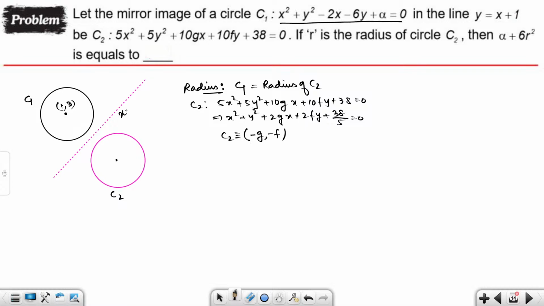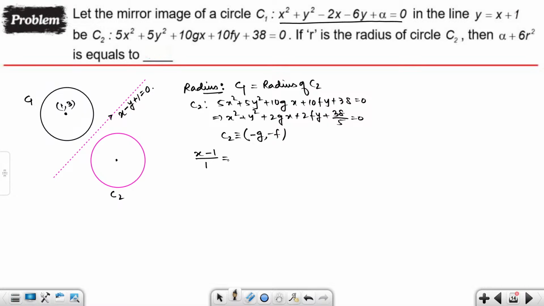Equation of the line given to us is x minus y plus 1 equals to 0. Clear? So now, the center of C2 will be the image of the point 1, 3 with respect to this line. So what will be its center? I'm using the image formula to find out the center of C2.